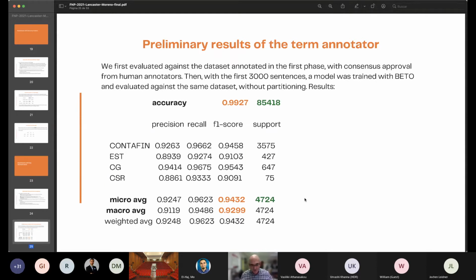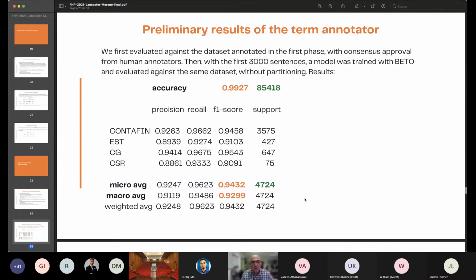But considering we ran the sentences and then we passed the evaluation for the 3,000 sentences, it's only memorization. It's a kind of development.